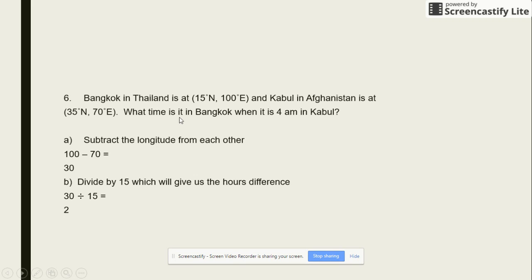So they're saying, what time is it at Bangkok when it's 4 a.m. in Kabul? Now, which one is further east? This one's further east because it's got a higher number, so Bangkok is further east. So they want to know, what time is it in Bangkok when it's 4 a.m. in Kabul? So Kabul's over here and Bangkok is even later. So then if it's a 2-hour difference, we add on 2 hours to 4 a.m. and therefore we will get 6 a.m. Hope you got that.